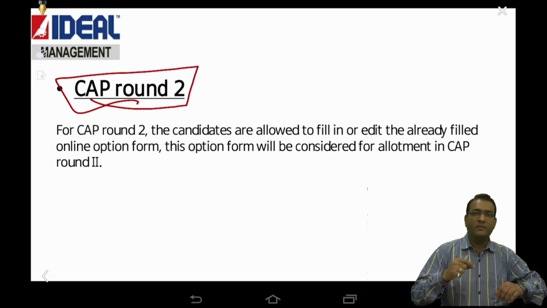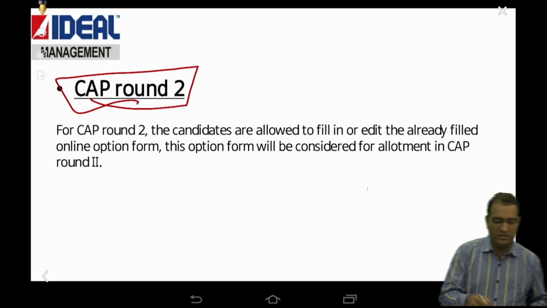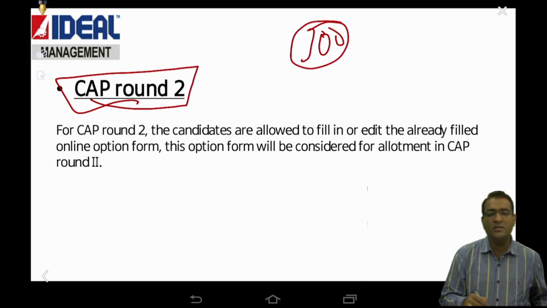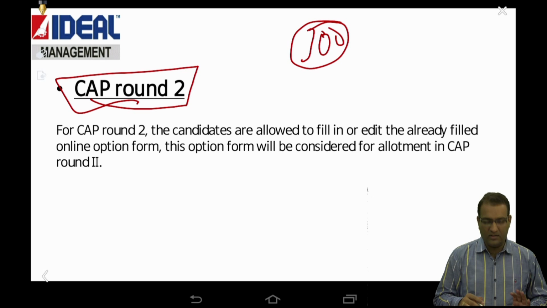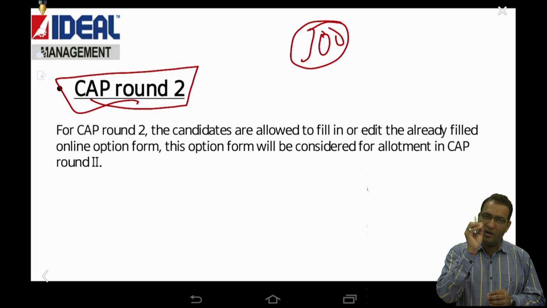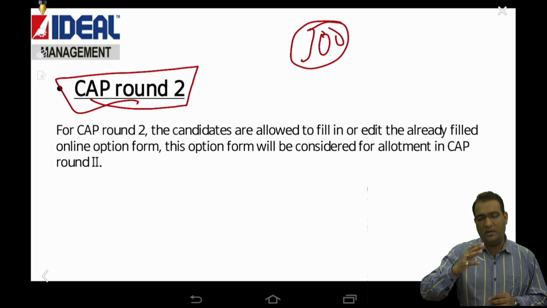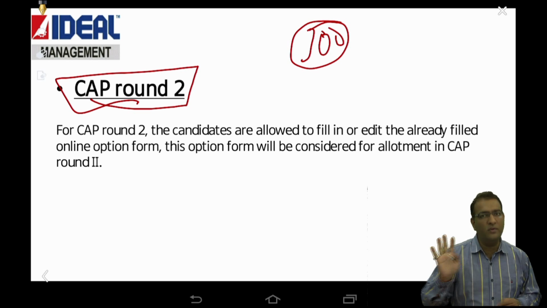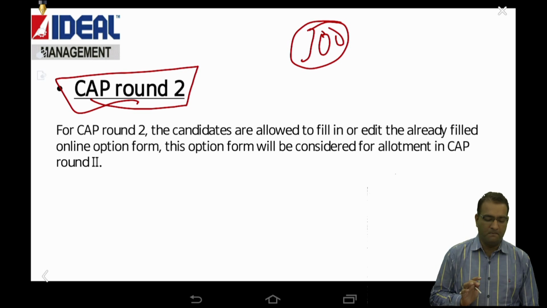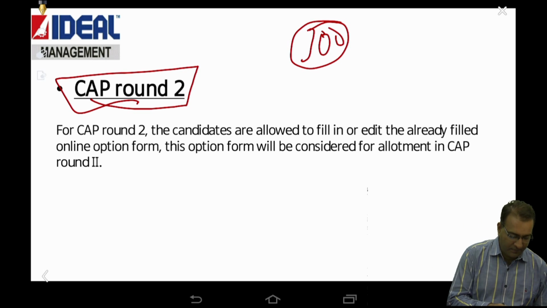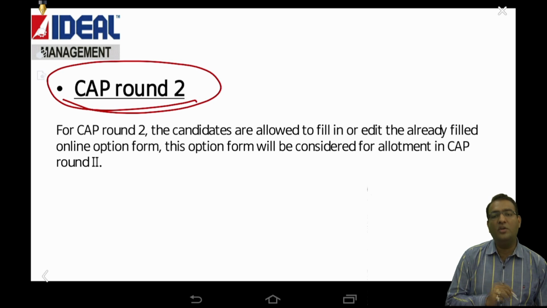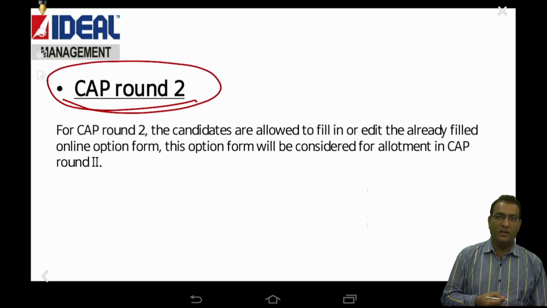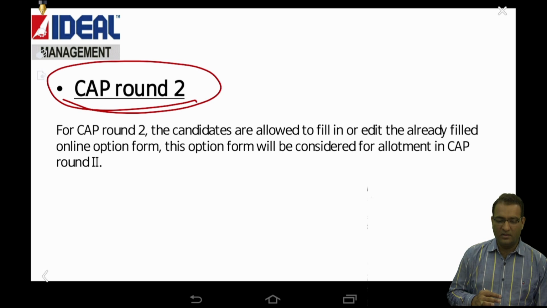Now, this is important. Last year, it was the same thing, 3 redundant options. But last year, there were 3 cap rounds, but people were not allowed to change their option form. Whatever you filled in cap round 1 remained the same for cap round 2 and 3. You were not allowed to change. Nothing was allowed. But this year, you can change your options in cap round 2, right? Depending on the situation, how many seats are filled, and other things.